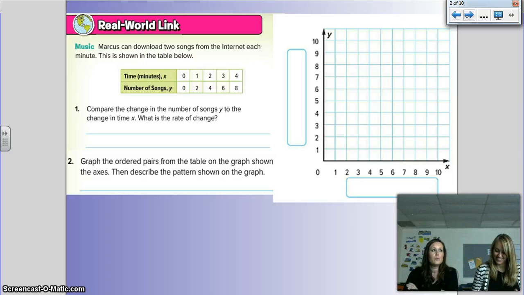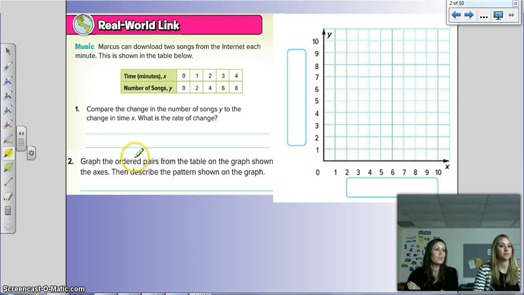So first, we have a real-world link. Marcus can download 2 songs from the internet each minute. That's kind of slow. This is shown in the table below. So you can see that we have time in minutes as our X value and number of songs as our Y value.